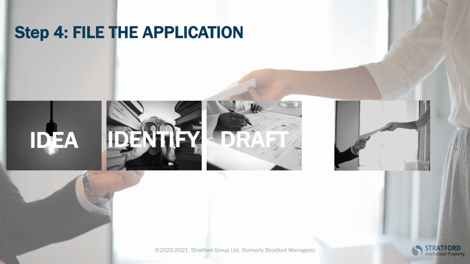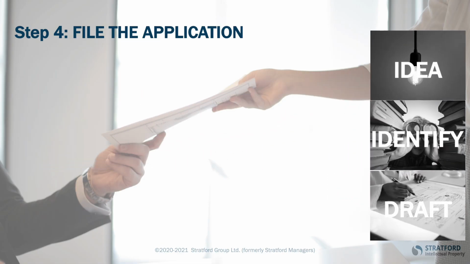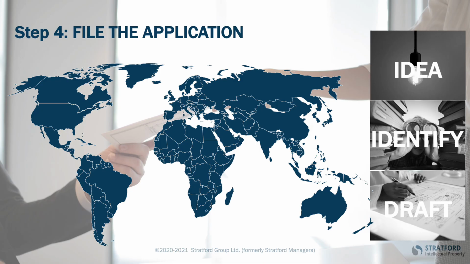When the draft is complete and ready to file, the next question you need to ask is, where do you want to file? You should file in every jurisdiction that you wish to obtain protection. If the USA is a country of interest, you would typically file there first to start the examination process, giving you 12 months to decide where else to file.